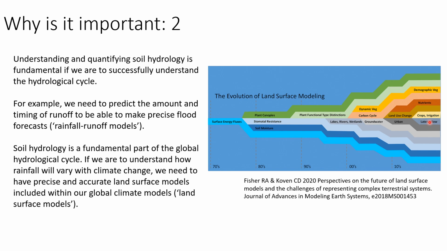So you can see here that understanding soil moisture, soil hydrology, and how that fits into the water cycle is fundamentally important if we're going to be able to model it in terms of climate models and climate change.